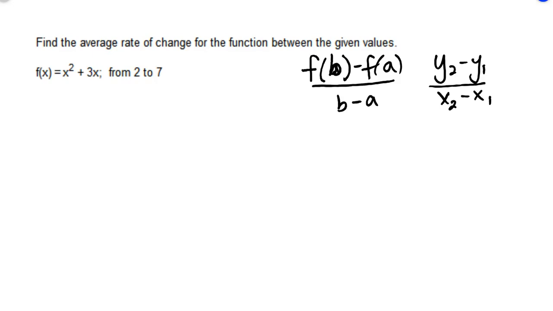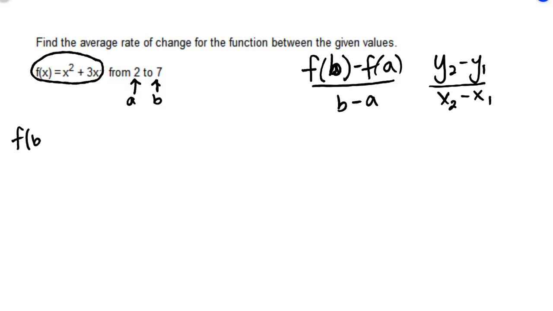And the main difference is that with the slope formula, we're going to be using 2 points on a line. And with the average rate of change, our 2 points are on this function here, which doesn't necessarily have to be a line. In our example, we're going to let A be 2 and B be 7. And we need to calculate f of b and f of a in order to be able to apply this average rate of change formula.